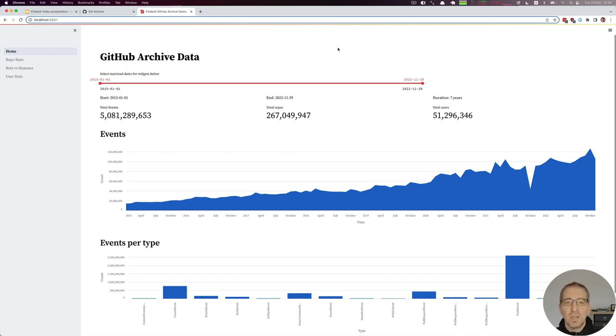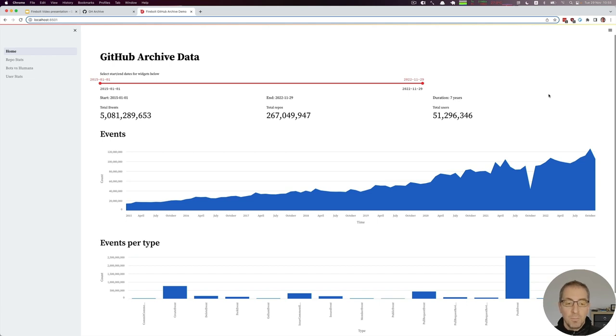And if we take a look at the data over time, you can see that the traffic on GitHub has basically increased a lot. It all started relatively moderate with like 14 million events a month in 2015, and now we're easily at more than 120 million events in October 2022.